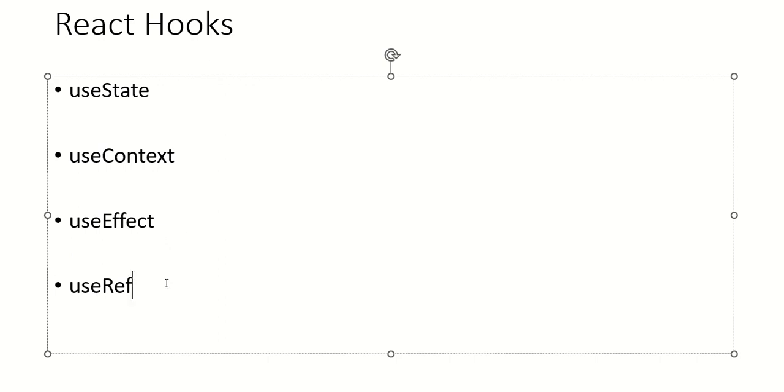And finally, useRef is something which is used to maintain a fixed value. It will not be re-rendered by React. It's kind of a constant value, and it can also be used to manipulate a DOM component. So we'll be seeing all these hooks in our sample React application. Let's create a sample React application.